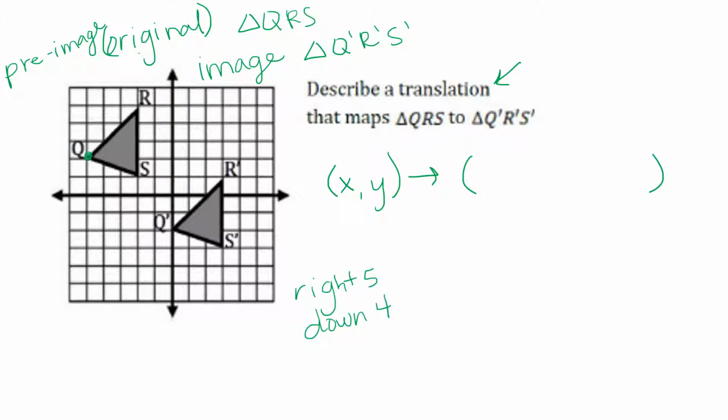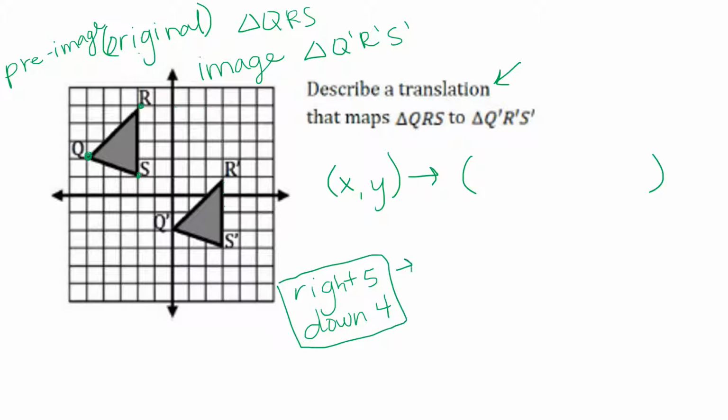So let's double check with R. If I'm going from R, I'm going to go 1, 2, 3, 4, 5 to the right, and 1, 2, 3, 4 down. Same thing, let's check S to S prime. So 1, 2, 3, 4, 5, and 1, 2, 3, 4. So it looks like all of them are going right 5 and down 4.